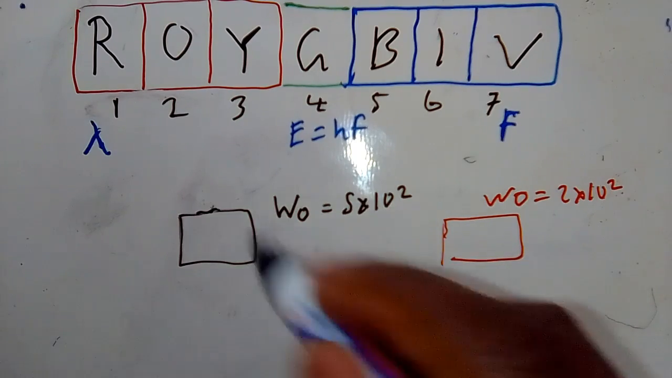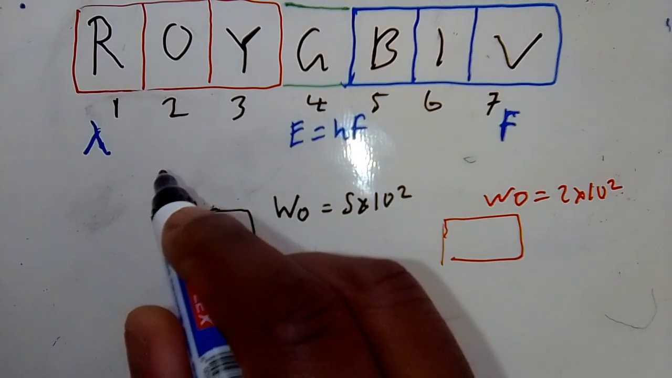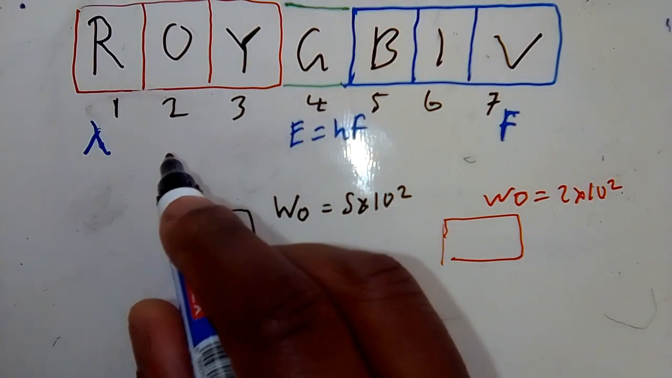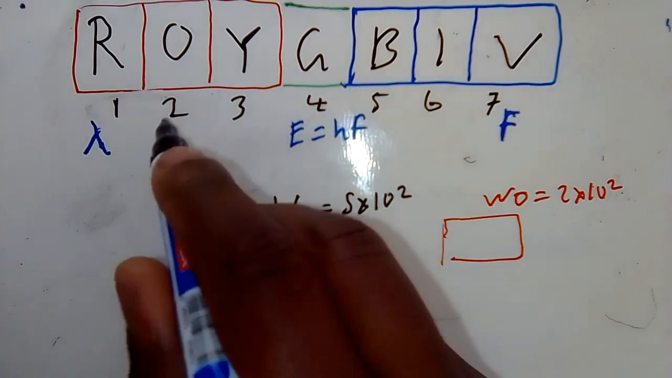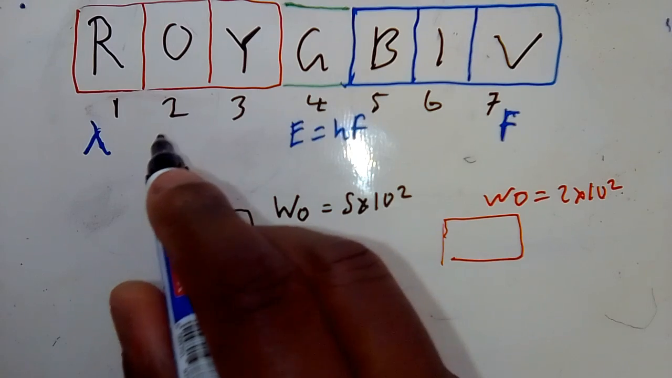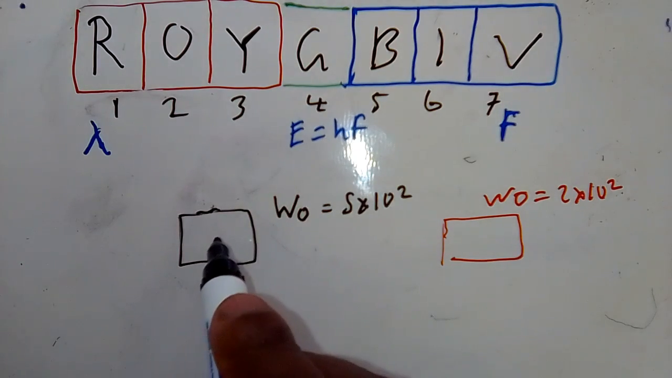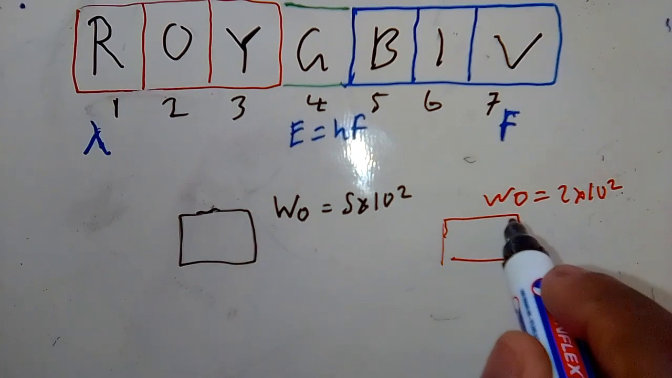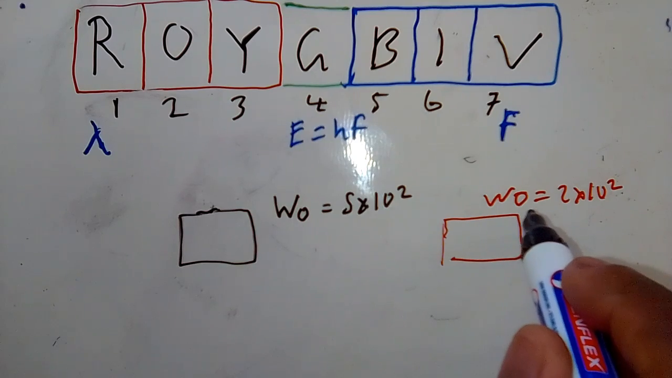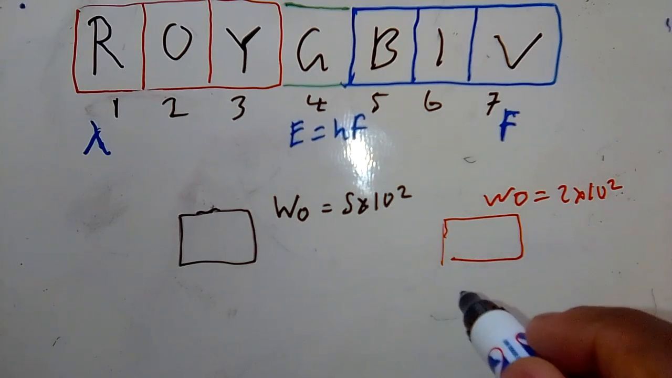Now, what about if I take orange light? The orange light has an energy of 2 times 10 to the power of 2. Remember, these are fake, these are not realistic. So this one will have an energy of 2 times 10 to the power of 2. Will it eject electrons from this metal? It won't, because it's lower than the work function. But will it eject electrons from this metal? Yes, it will, because it equals the minimum energy that is needed.